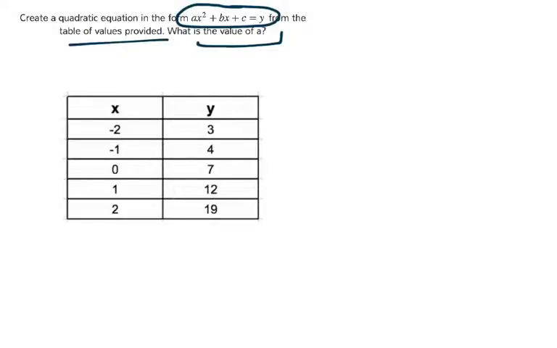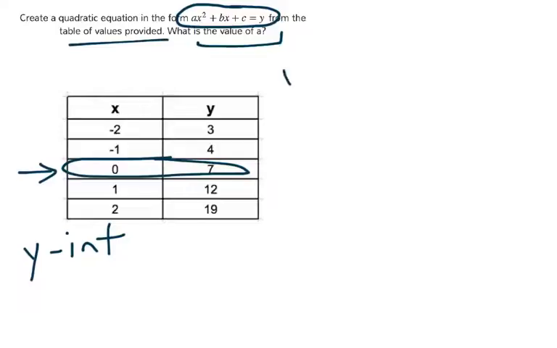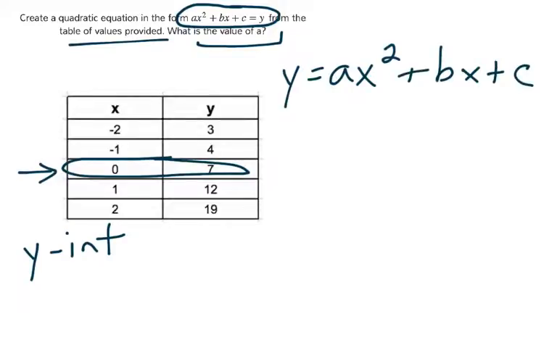I would start with the y-intercept, which is where x equals 0. And that is a very good row to begin your work. So I'm trying to solve for a, right? Let me write out the equation. Y equals a x squared plus bx plus c. All right, well, to find a, you need to actually solve for all of it. You need to find the equation.